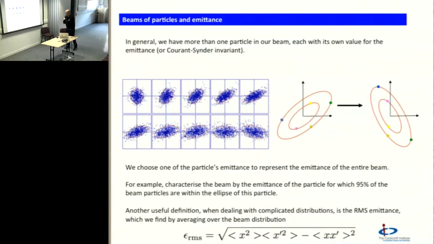Another useful definition, again, I'm skipping over this ultra fast, so I encourage you to go and look at textbooks on emittance, when you have some complicated distribution in phase space, is the RMS emittance, which we find by averaging over the beam distribution. So if I have a bunch of x's, a bunch of x primes, I take the second moment of x, the second moment of x prime, subtract the cross moment and root it. And that gives me what's called the RMS emittance.